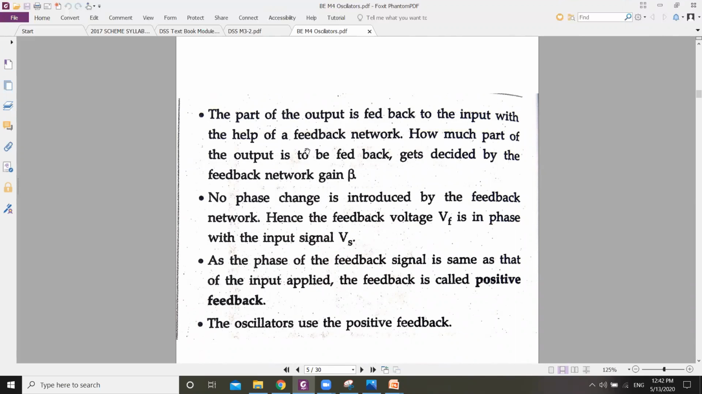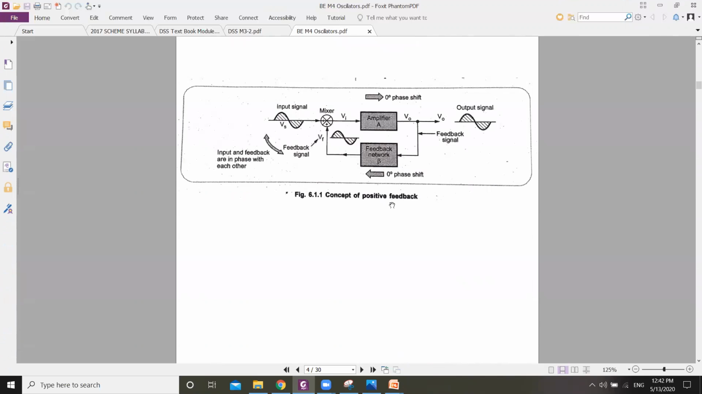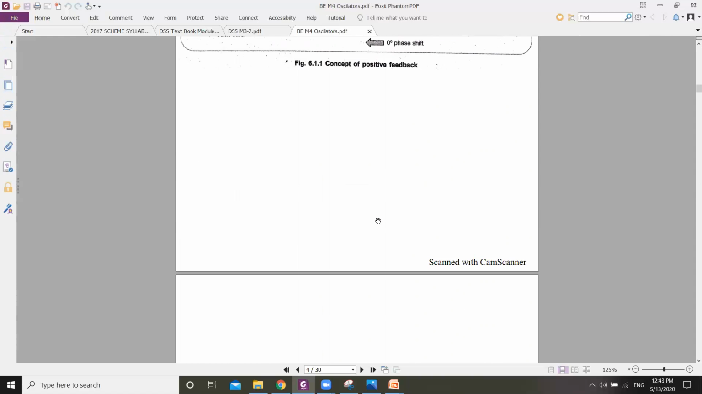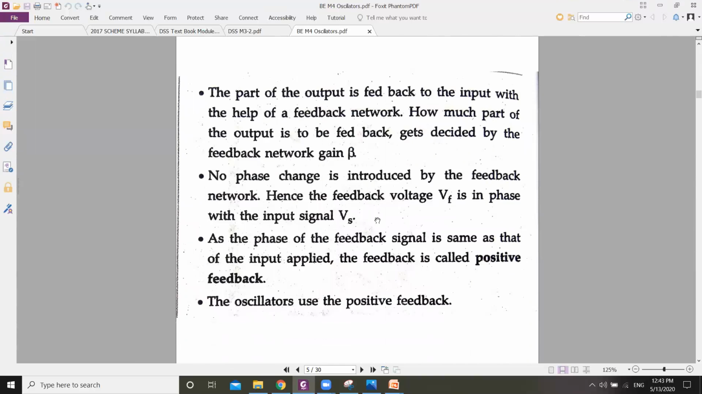The part of the output is fed back to the input with the help of the feedback network. How much of the output is to be fed back is decided by the feedback network gain beta. See, we are saying that part of the output is taken to the feedback network and given back as an input. We are not taking the full output, so 100% of the output signal is not taken. Some part of the output is taken and fed back. How much is taken back depends on the feedback factor, that is beta. Depending on the design, part of the output will be taken back and given to the input.